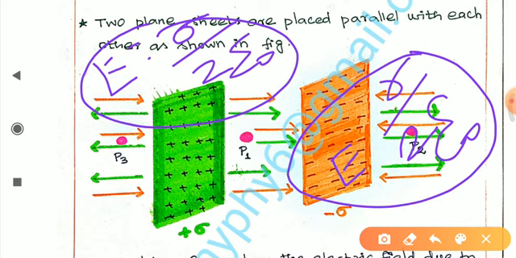But it depends on the point where we are taking it. Suppose the point is taken between the two plates or outside the two plates. Outside the two plates means it may be taken on the right hand side or left hand side of these two plates.